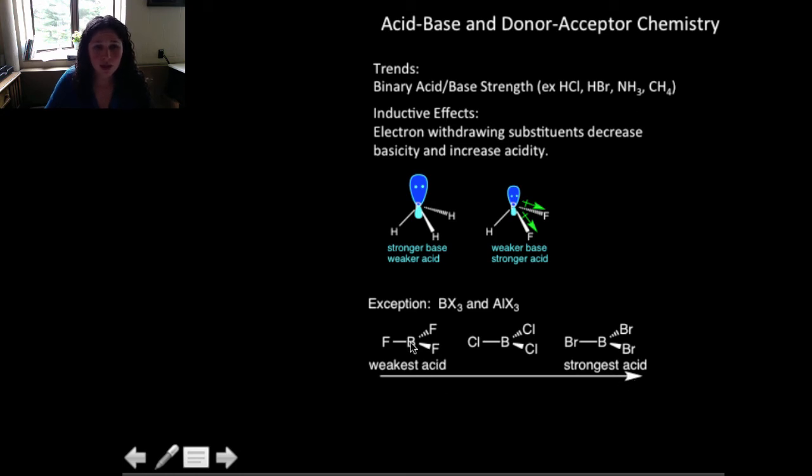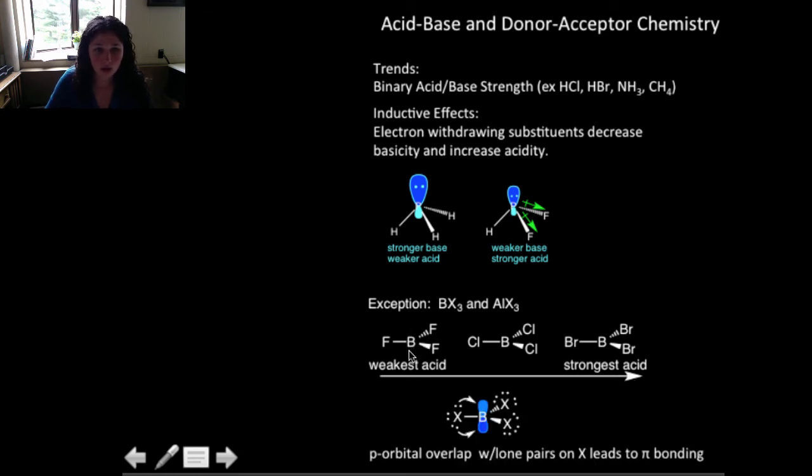The reason for this has to do with the fact that the p orbital on the boron can overlap with the electron pairs on the halogen. So here's a general structure where I have my p orbital in blue, and I'm showing that the electron pairs on the halogen should be able to interact with that p orbital. Now, if the size of the orbitals on the halogen are comparable to the size of the orbitals on boron, you have good overlap, and in this case, fluorine is the example of a good overlap.